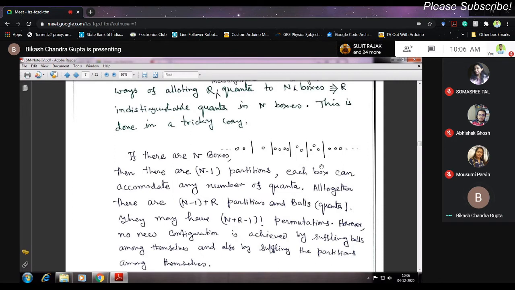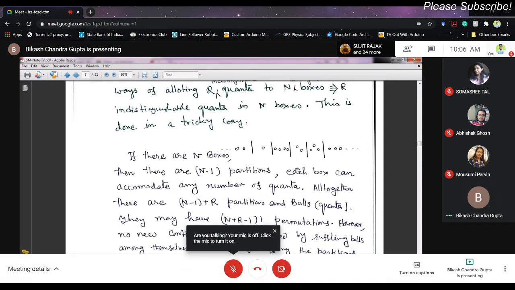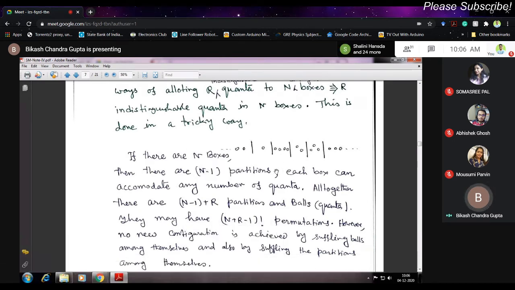Okay, so you take it as a trick, that you shuffle balls and partitions among themselves, and if you shuffle the partitions among themselves, it doesn't give anything new, and balls, of course, if you shuffle among themselves, they don't give anything new. But of course these positions are fixed. Okay, these boxes are fixed, but the partitions you can interchange. But physically, what does it mean? I'm not pretty sure about that. Okay, let me confess that I'm not pretty sure about what this physically means, shuffling the partitions.